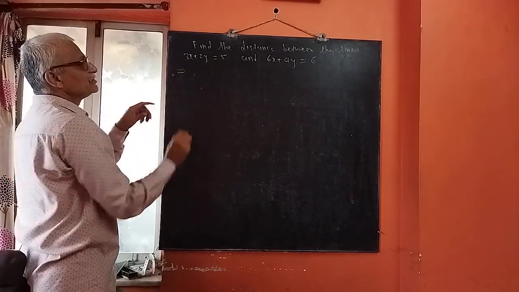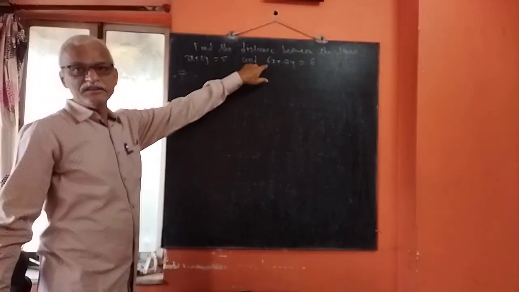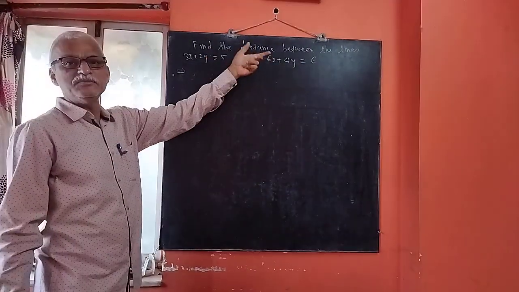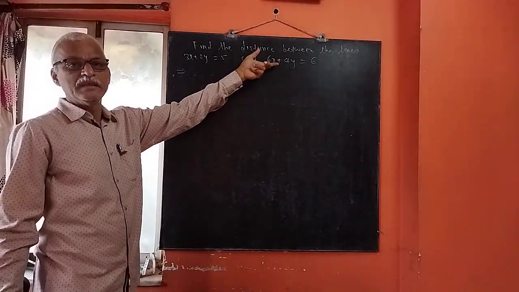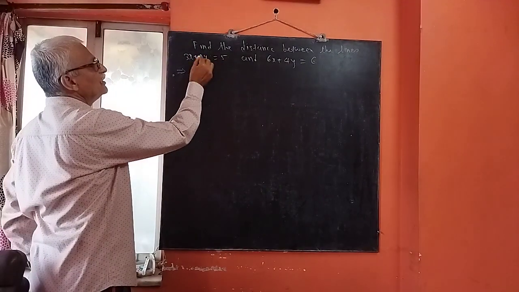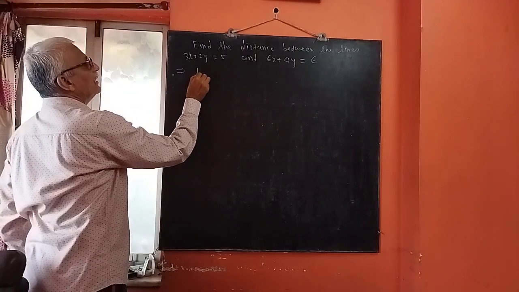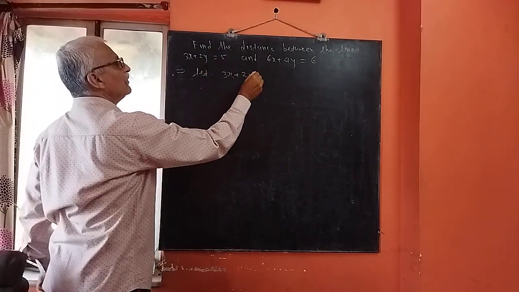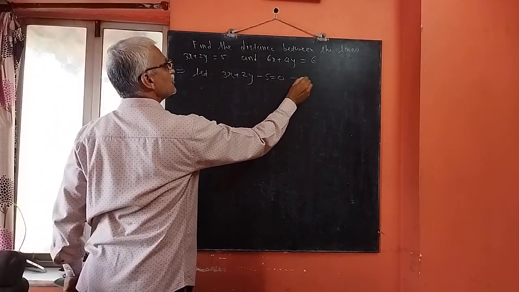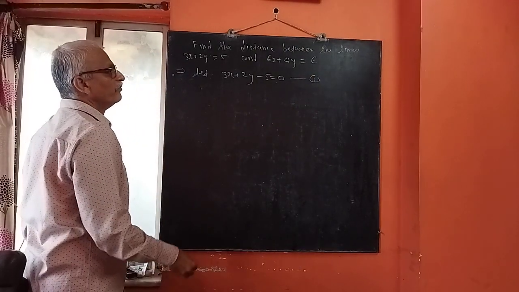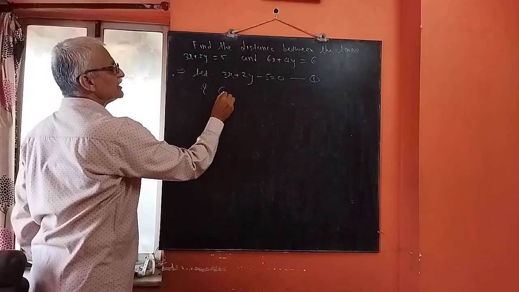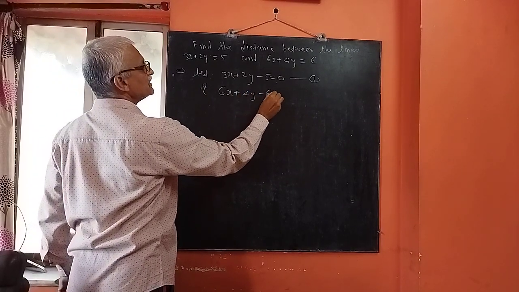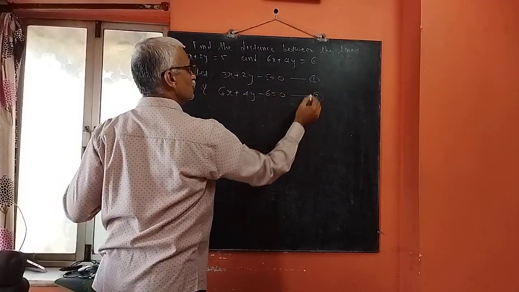Now if you observe the equations, initially the coefficients of x and the coefficients of y are not the same in both the equations. So let us consider 3x plus 2y minus 5 equals 0, that is equation number 1, and 6x plus 4y minus 6 equals 0. That is equation number 2.